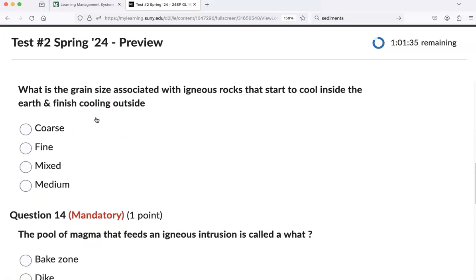Rocks that start to cool inside the earth and finish cooling outside. Okay, mixed. We talked about these. These were the porphyritic igneous rocks. I get a surprising amount of people to go for medium, though. Starting to grow inside, you get those big crystals that grow first. Remember what Bowen said, something's got to start growing first. And then as the rest of this material exits, it all cools fine grain. So you get a mix of fine and coarse. This was that chocolate chip cookie rock.